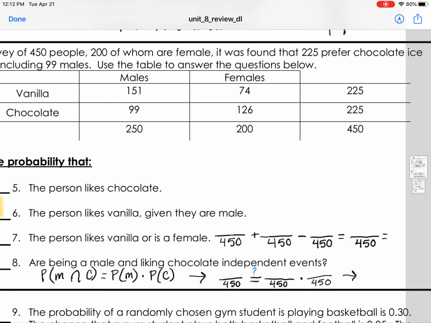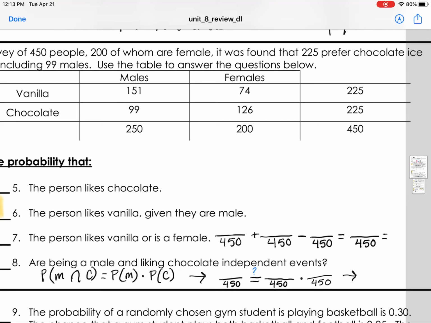Today we're going to go over problems 5 through 8 on the Unit 8 review. We have a scenario where 450 people have been surveyed about what type of ice cream they prefer, and their gender has also been recorded. So we call this a two-way frequency table, and the totals are on the bottom row and the far right column. We're finding the probability of each event that we're given in the scenario for 5 through 8.